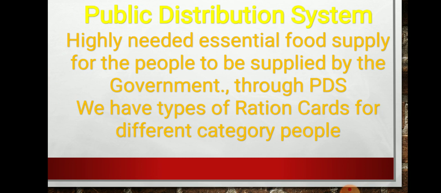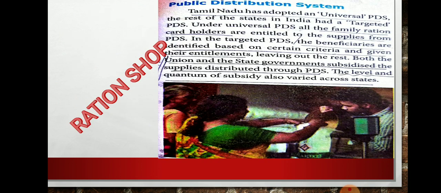What do you mean by public distribution system? Highly needed essential food supplies for the people, which should be supplied by the government at a low price. This is what we call the public distribution system. Colored cards are the types of ration cards given to different categories of people. It is a universally adopted system, and it has been extended by states in India and also targeted for PDS.